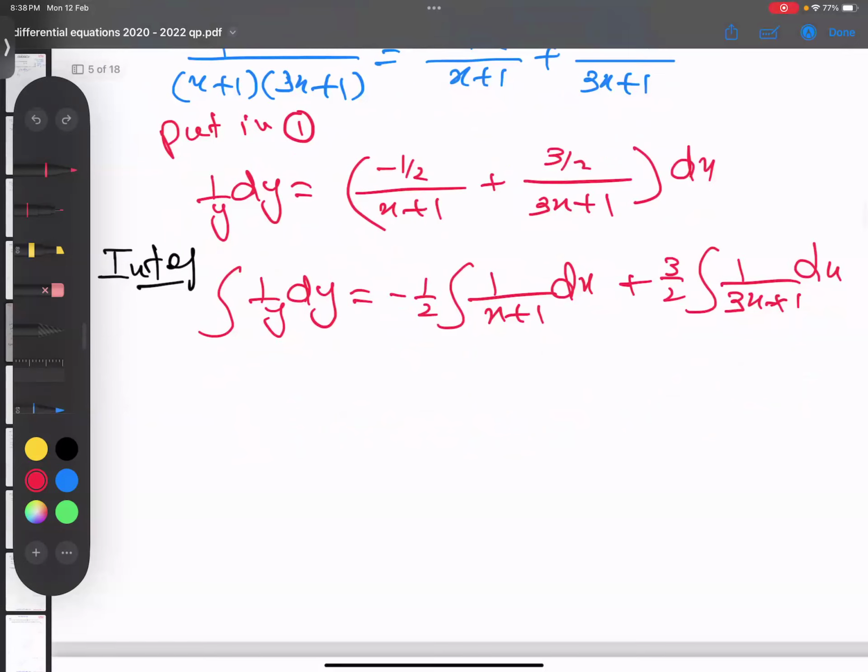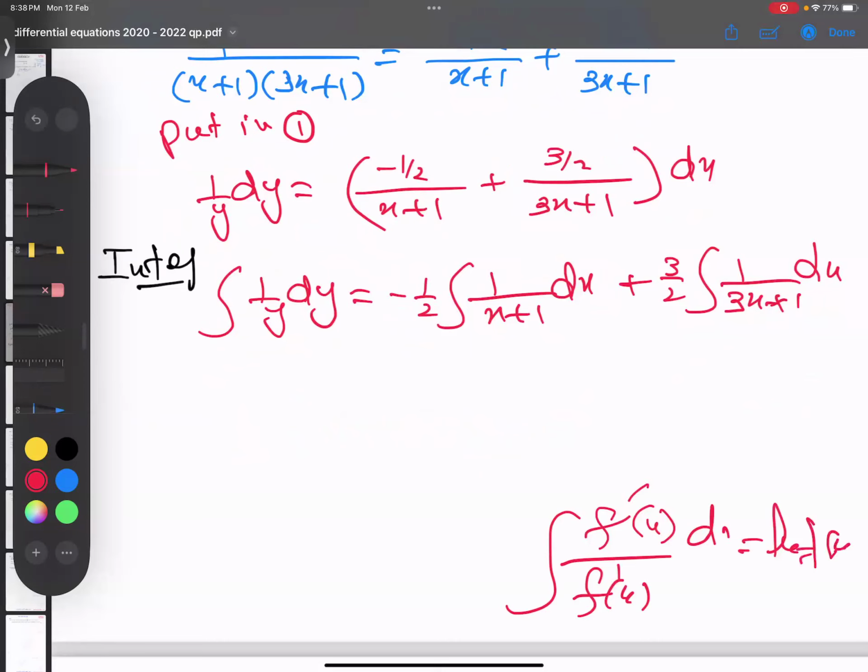But you know the rule, the basic criteria. If the function is in the denominator, its derivative is in the numerator, and the power of the function is 1, we get log of the function. So check it. Function in the denominator, derivative in the numerator, and power of function is 1. So we can write directly here log of y. What about this? Same situation. Function in the denominator, its derivative 1 available on the top, power of function is 1.